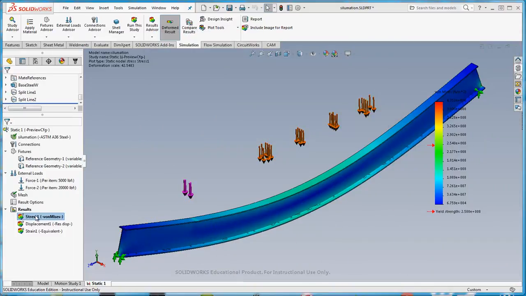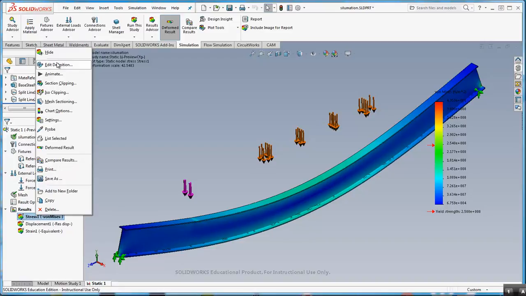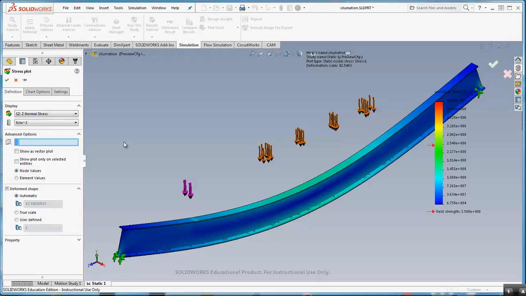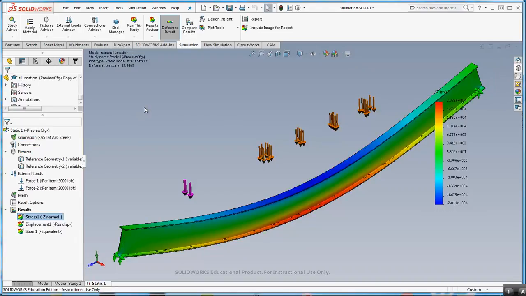So I right-click on this result, edit definition, change it from von Mises stress to sigma x. And also while I'm in here, I'm not going to want this megapascal display in metric units. I want to change it to psi and approve that. And now my results look like this.